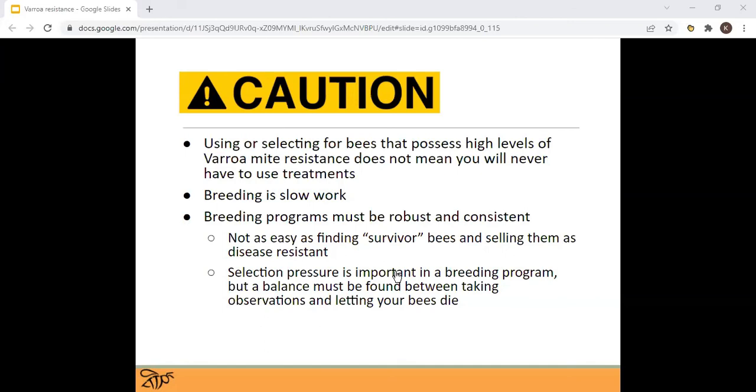In addition, breeding is not as simple as going hands off, quitting your treatments and seeing what survives. Breeding programs have to be robust and consistent, and have predetermined goals and a selection plan that incorporates standardized tests, not just what survives. I think sometimes we hear stories of beekeepers who go treatment free, thinking the best will survive and good riddance to the rest of them, sort of applying a survival of the fittest mentality.